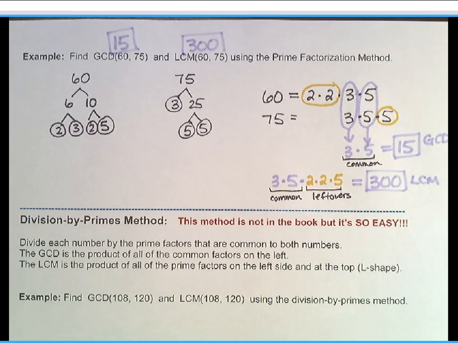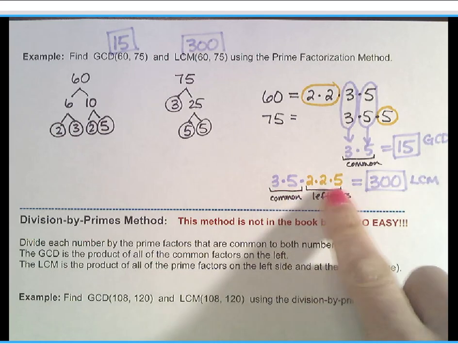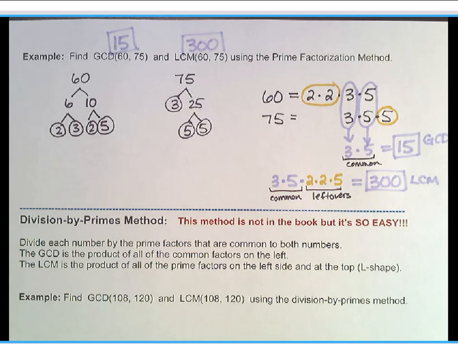So there we used one method and we were able to get both. Common factors make up your GCD. The common factors and any leftovers make up your LCM.